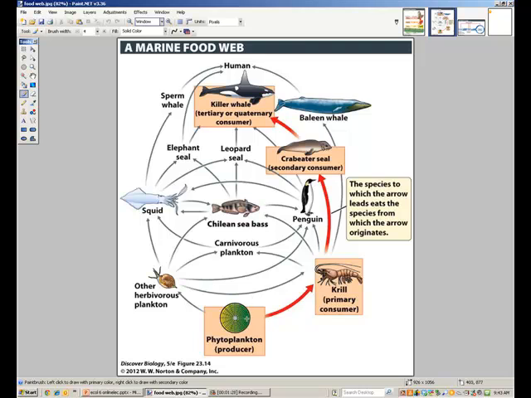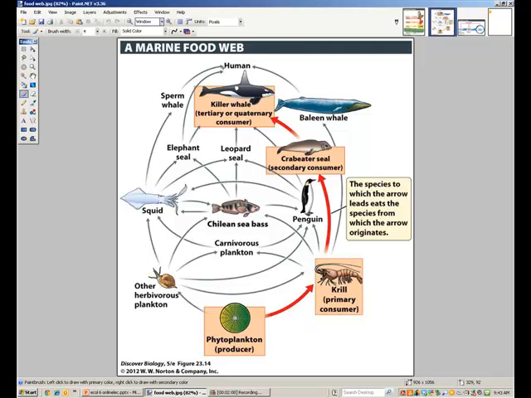Okay, so you can tease out food chains from food webs, right? You would just look at one flow of nutrients. So you would start with your producers, and then you would go to a primary consumer, and then a secondary consumer, and then a tertiary consumer. So we went phytoplankton to herbivorous plankton to squid to humans. Okay, so that's how you read those.